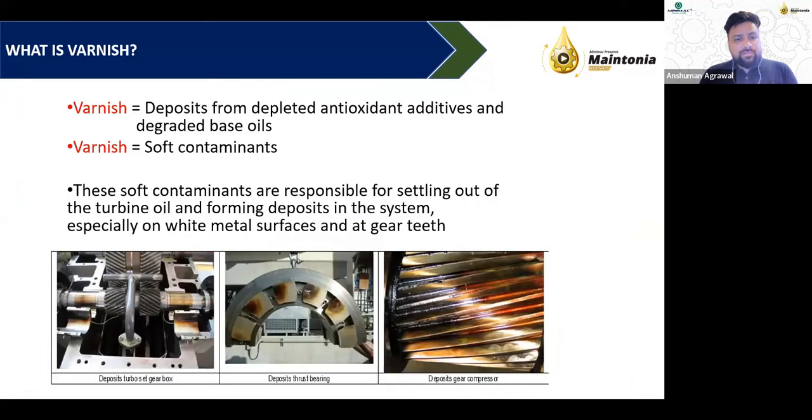So what is varnish by definition? It's like a deposit from depleted antioxidant additives and degraded base oils. It is like a soft contaminant. Soft contaminant means it does not have metallic contaminants in it, but it's something which is too soft. It's jelly-like. Again, some of the pictures which you can see are in a turbine oil system, in gearboxes, or in the thrust bearings. So these are not burnout of parts. Like most of us, when we see reddishness or brownishness in our parts, we feel maybe it has burnt out, but it's not that. It's actually varnish.